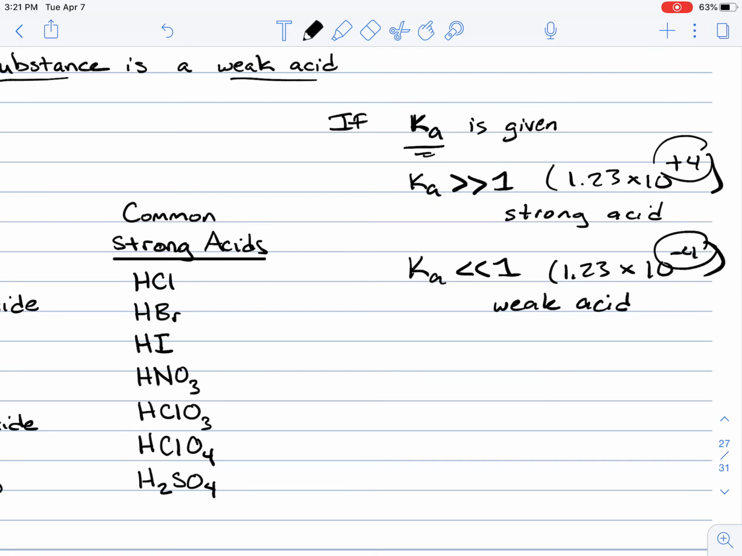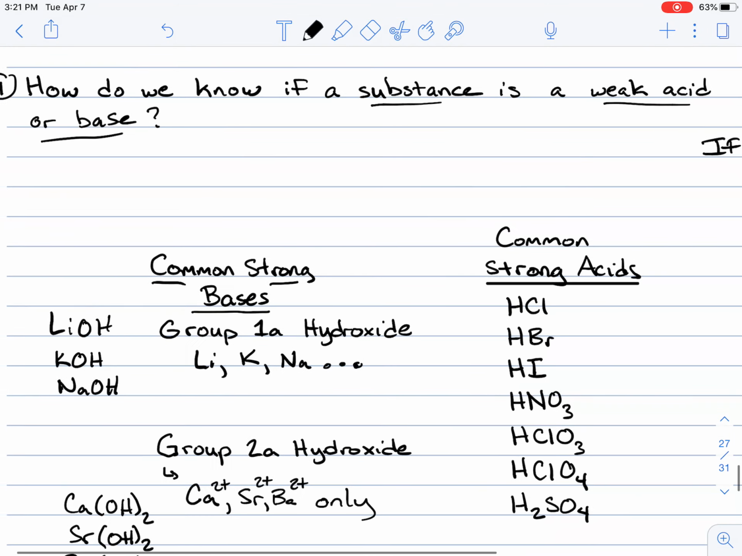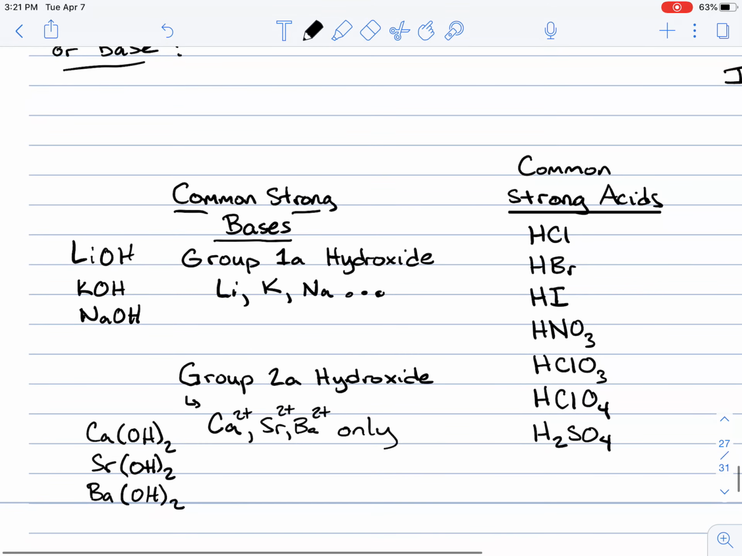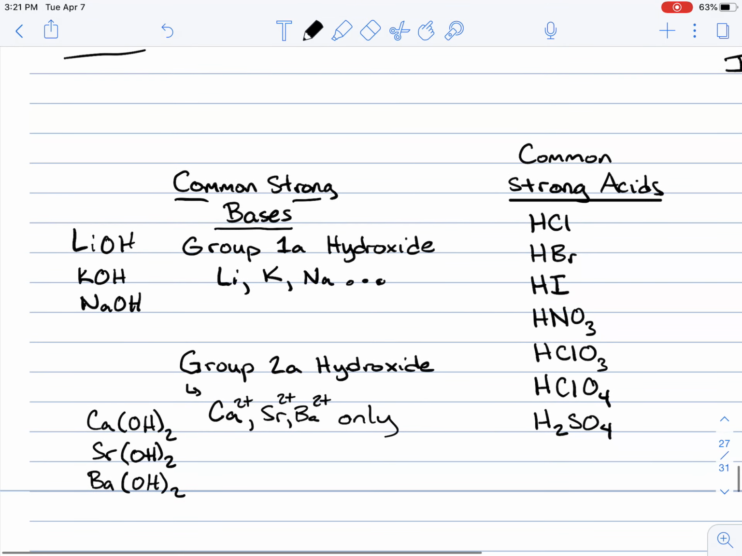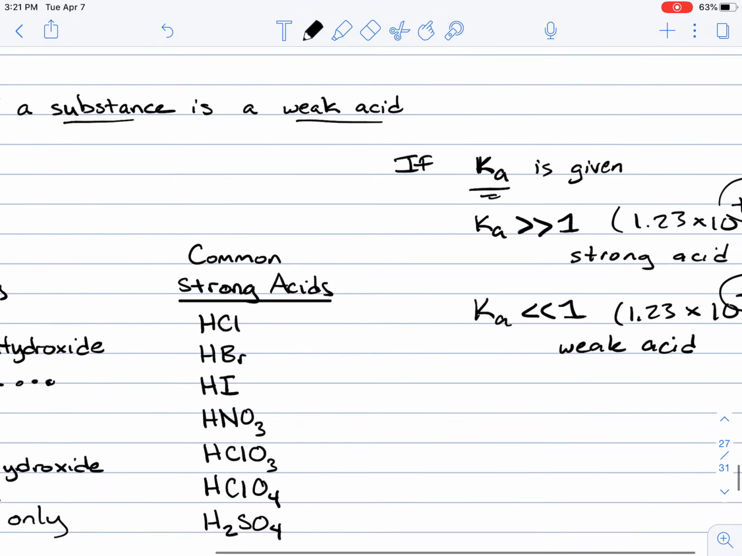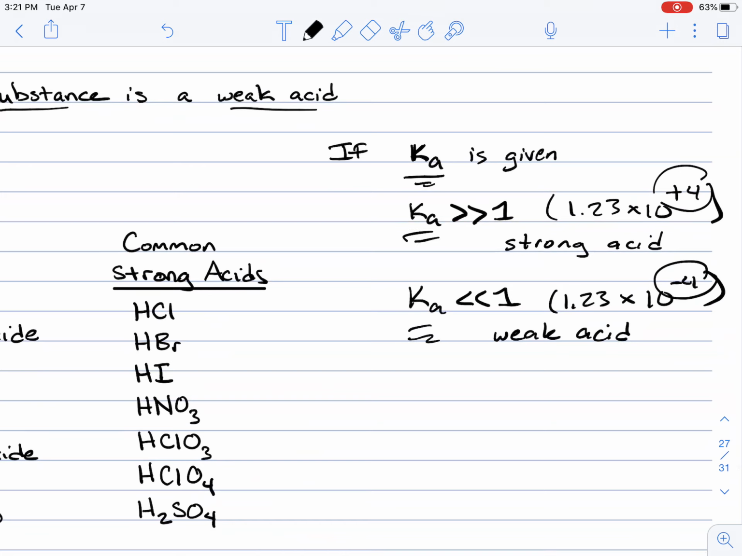Okay. So you have two ways to determine if a substance is a weak acid or a weak base. If no Ka values are given to you, or if you don't have access to them, then you guys can just use this list of common strong acids and common strong bases. So basically, if it's not on this list, it's going to be a weak acid or weak base. Now, if the Ka or Kb values are actually given to you, then you need to use those Ka values or Kb values to determine if it's a strong acid, weak acid, strong base, weak base. Okay.